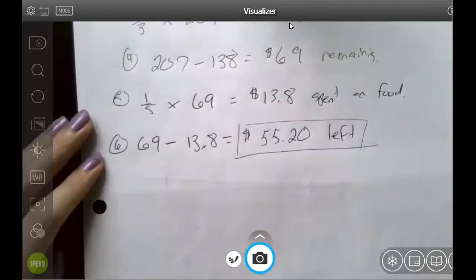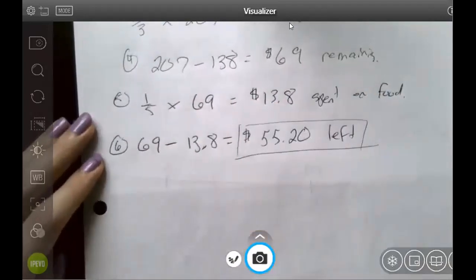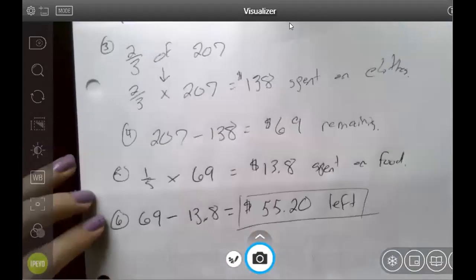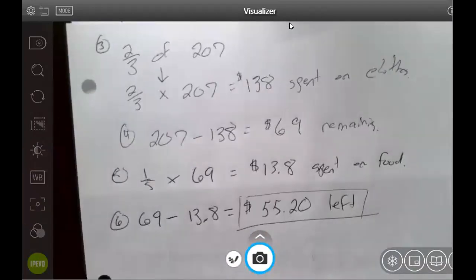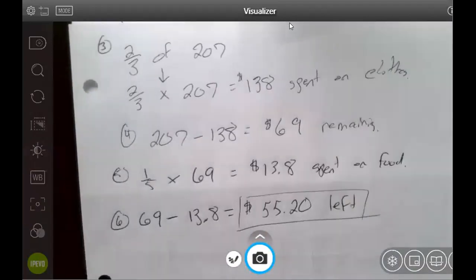Okay, so when you have a word problem like that and it's actually asking you to solve, that is when you are allowed to break it down into as many different steps as you would like. Okay, it's not like when you're writing an expression and you have to do it all in one step. This can be done in multiple steps.